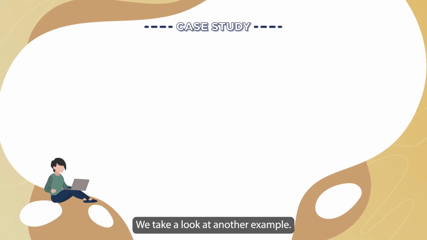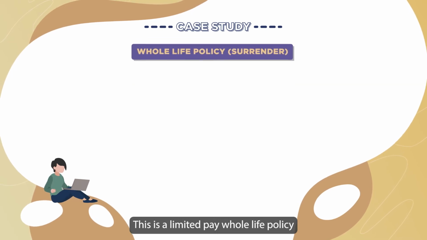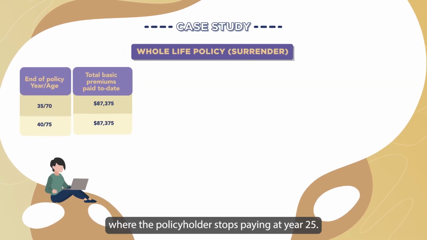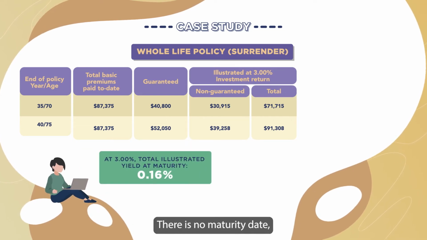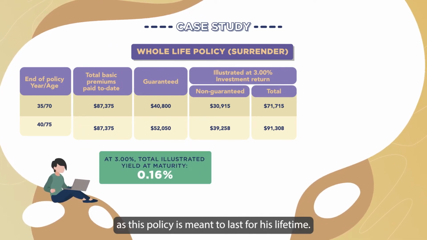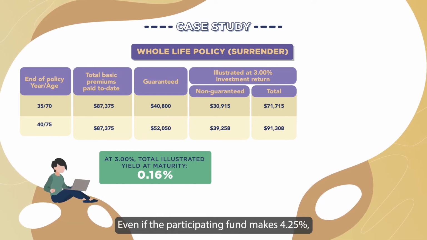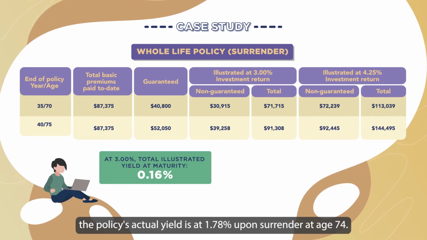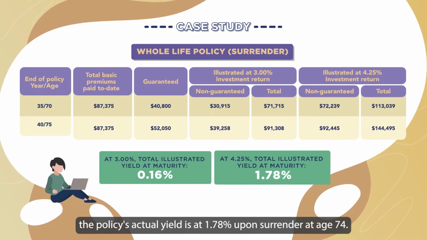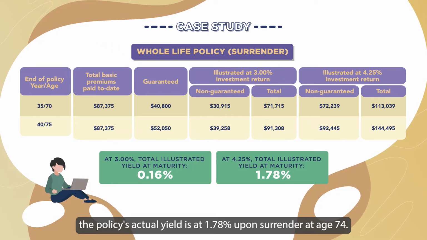We take a look at another example. This is a limited pay whole life policy where the policyholder stops paying at year 25. There is no maturity date, as this policy is meant to last for his lifetime. Even if the participating fund makes 4.25%, the policy's actual yield is at 1.78% upon surrender at age 74.